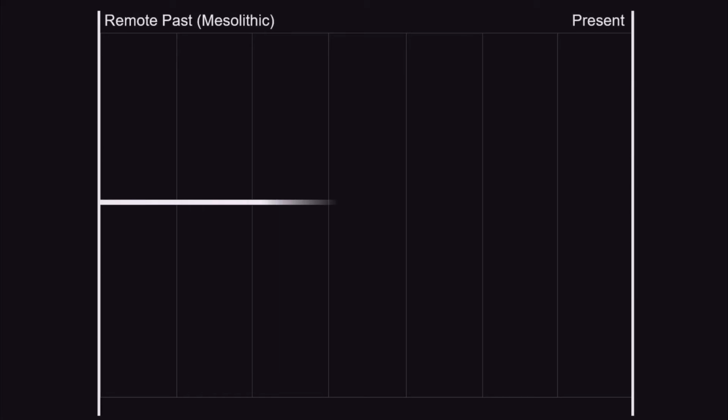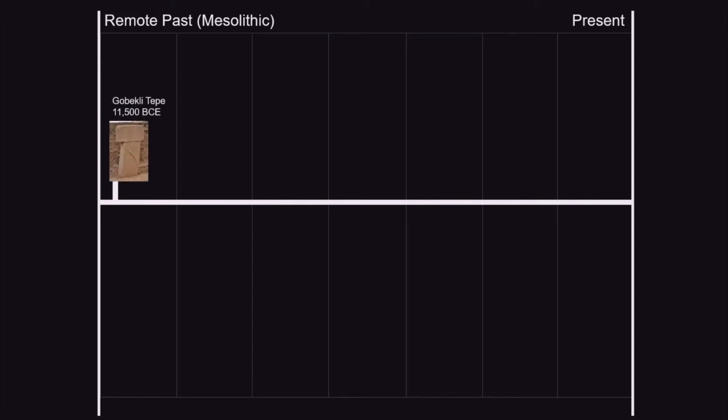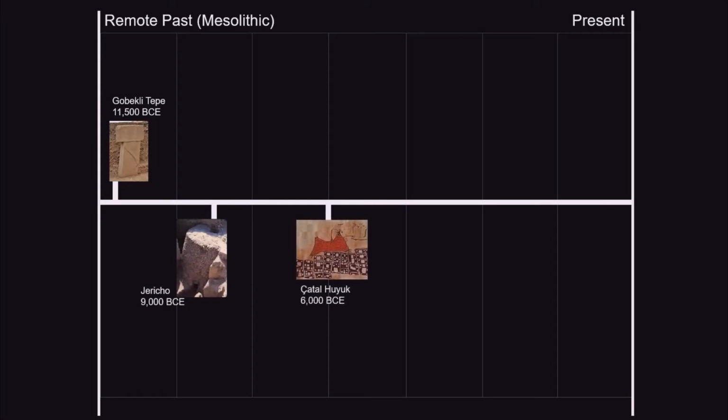First of all, it's a miracle that we discovered this place. And I really want to stress how big this is. So if we imagine a timeline with the remote past into the tail end of the Mesolithic or the Neolithic, and if you imagine the other line on the other side, the present. Gobekli Tepe is built somewhere around 11,500 to 10,000 BC. Jericho is built maybe around 9,000 BCE. Catalhoyuk, one of our first Neolithic villages, is built around 6,000 BCE.